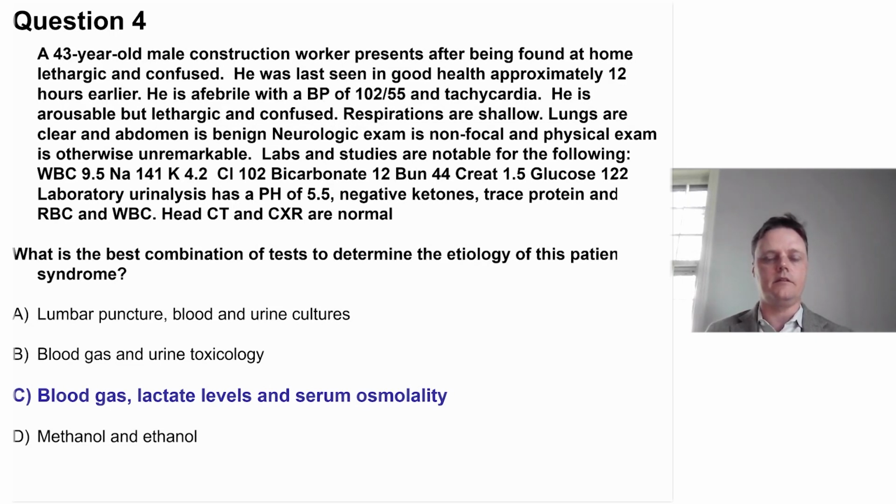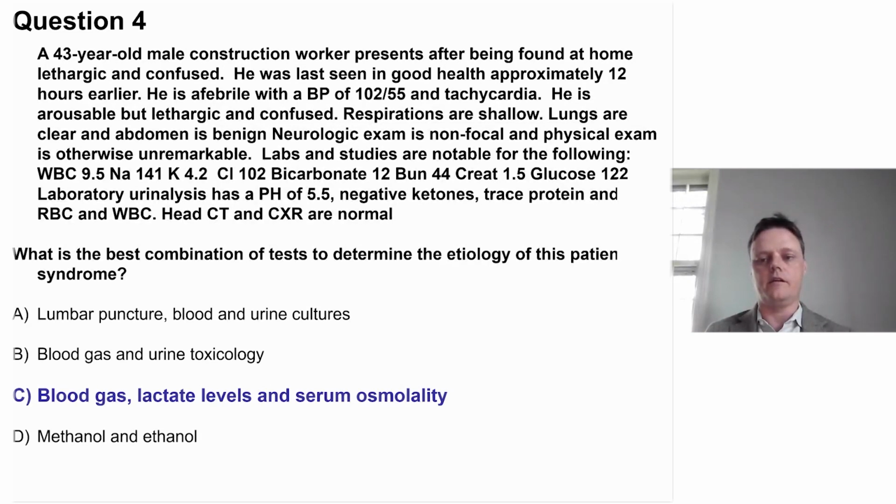Similarly, methanol and ethanol levels will be part of the workup because we need to rule out methanol and ethanol intoxication, but it would not be the first step because we still haven't established that the patient has an osmolar gap. So I would do a blood gas and lactate levels to rule out a lactic acidosis, and a serum osmolality to make sure that there is no osmolar gap.